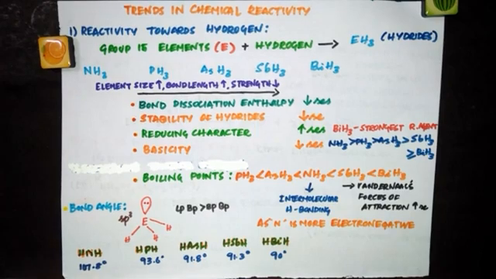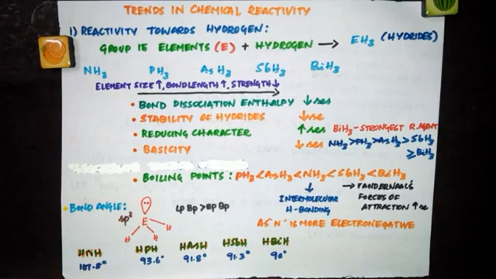So far we have seen the atomic and physical properties of these group 15 elements. In today's video we are going to see the trends in chemical reactivity of these elements. When we say chemical reactivity, we are going to see how these elements react with other elements, for example, with hydrogen or with oxygen or with other metals. So that's what we are going to see today, the trends in chemical reactivity of group 15 elements.